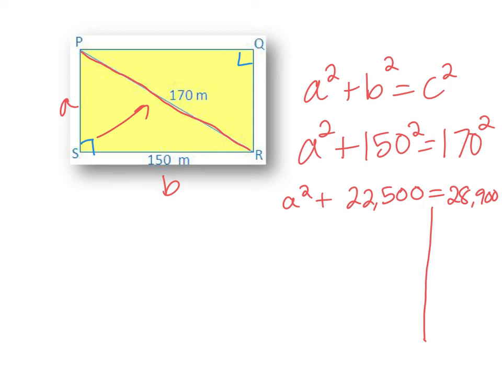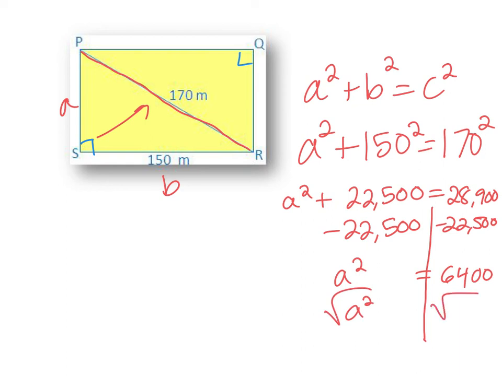I've got 2 steps left. The first step is to get rid of this plus 22,500 by subtracting 22,500 from both sides. And I'm left with A squared equals 6,400. Then my last step would be to take the square root of both sides. When I take the square root of 6,400, I'm left with A equals 80. So we should write A equals 80, and our units are meters.